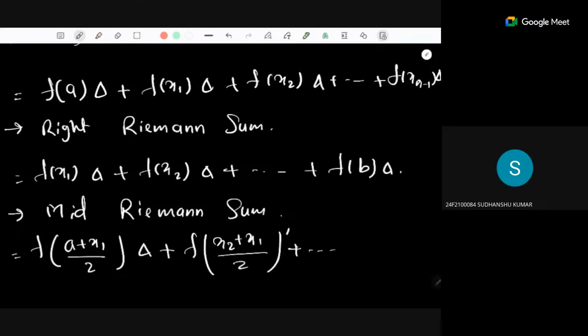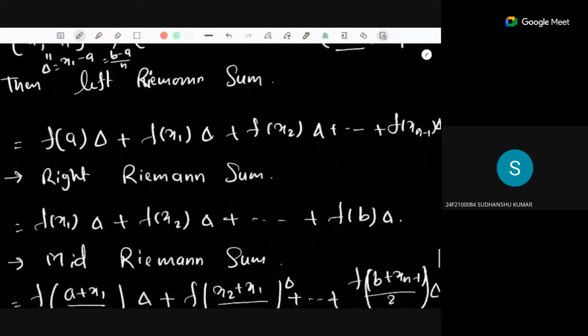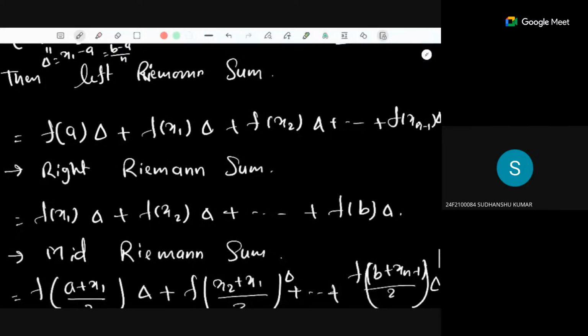Plus and so on into del. At last we have f of b plus f of xn minus 1 by 2 f of that into del. So mid Riemann sum means we have to consider the midpoint of each subinterval and then find the value of function at that point. Okay, so these are the three Riemann sums: left Riemann sum, right Riemann sum, mid Riemann sum.